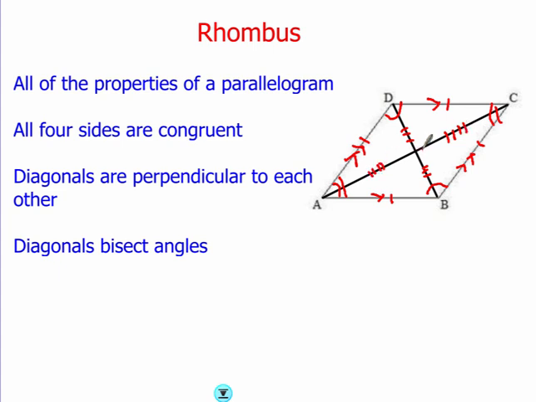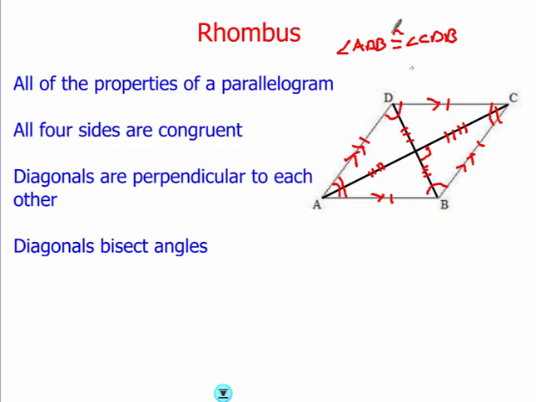But what's also true is that our diagonals form 90-degree angles. They're right angles, they're perpendicular to each other. So the diagonals are perpendicular to each other, and also our diagonals bisect the angles that they cut off. Meaning, if I draw in DB here, then angle ADB, this angle here, is going to be congruent to angle CDB, this angle here. So the diagonals cut the angles perfectly in half.